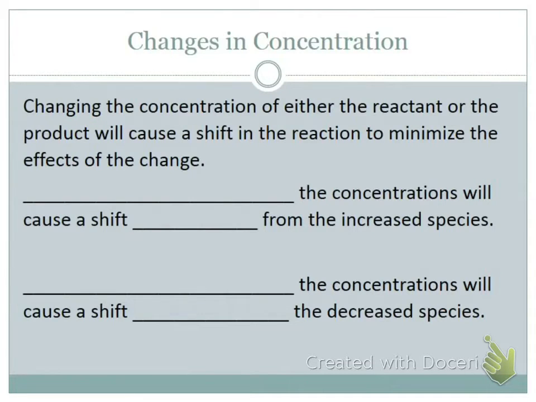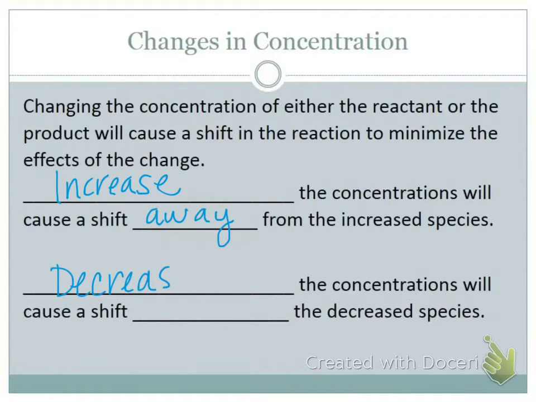Changing the concentration of either the reactant or the product will cause a shift in the equilibrium to minimize that change. So if I increase my concentration, the equilibrium will shift away from that increased species. So if I increase my reactant, it will shift away from it and go towards product. But if I was to increase my product, it would shift back to the left and favor the reactants. So you just have to look at what's being increased. If I decrease the concentration, it will shift toward whatever was decreased. Okay?